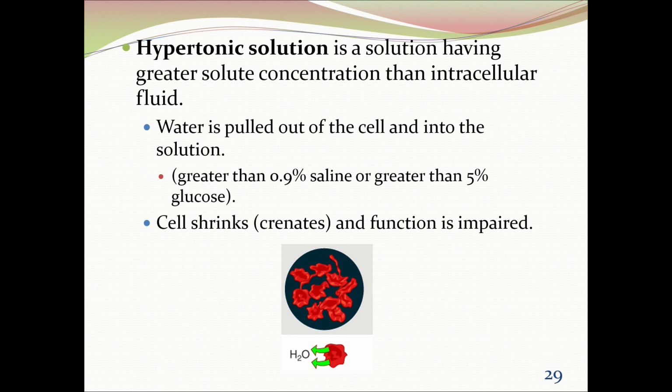In a hypertonic solution, the solution has greater solute concentration than the inside of the cell. Hyper means above. So this is a salty environment. Water follows salt, and so water will be pulled out of the cell and into the solution. A hypertonic solution is measured as greater than 0.9% saline or greater than 5% glucose. As a result, the cell shrinks or crenates and the function is impaired.